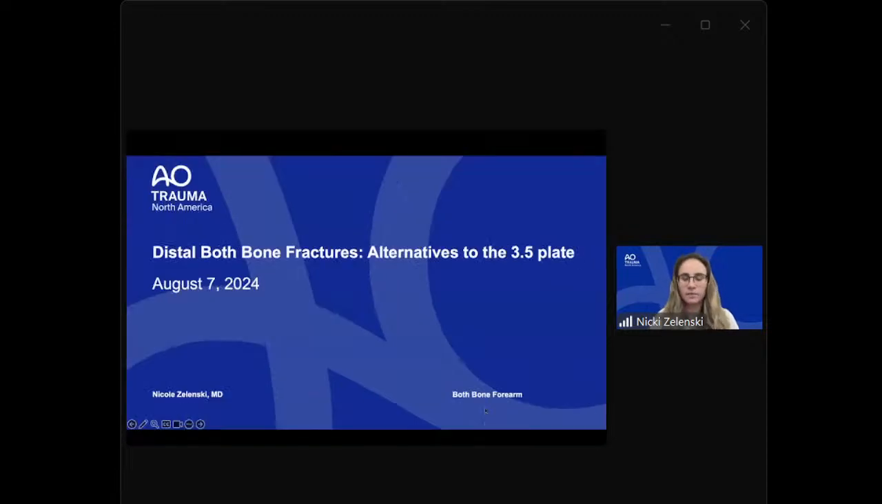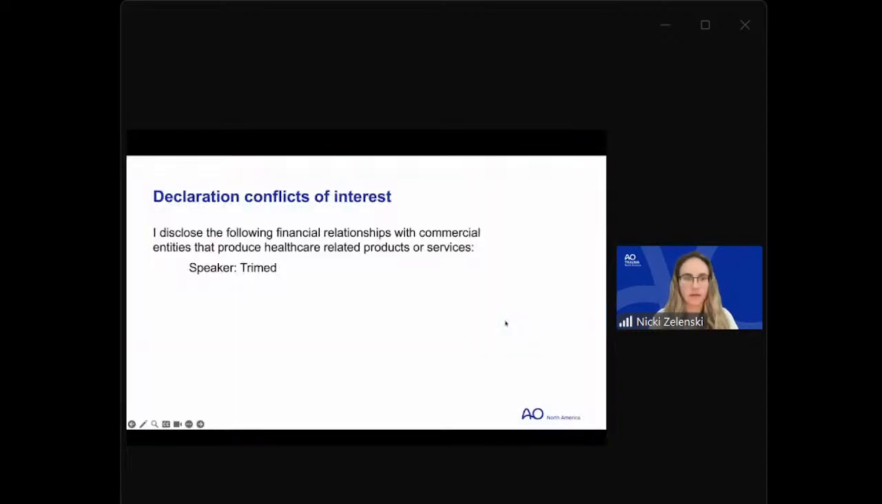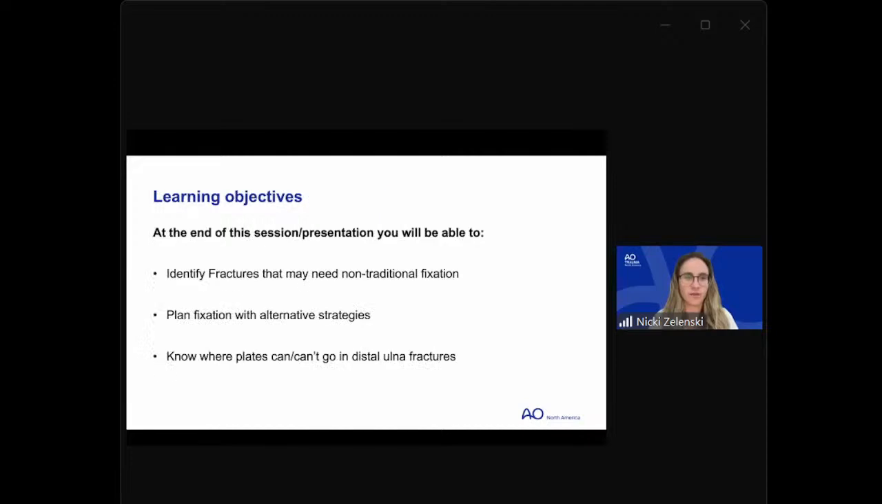All right. Great. Sorry. Okay, so I'm going to talk about times when the fractures are so distal that you might need something other than just a standard 3-5 plate. Actually, I do have a disclosure, which is that I'm a paid consultant for TriMed.